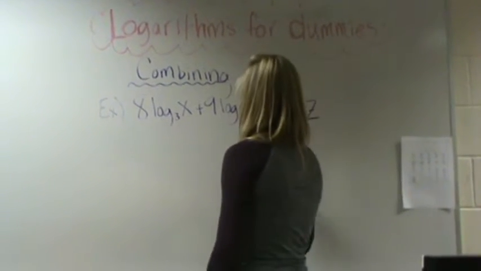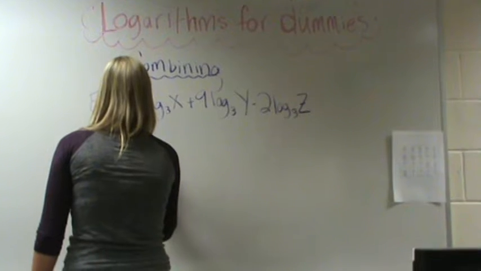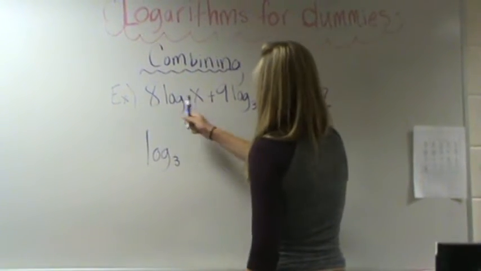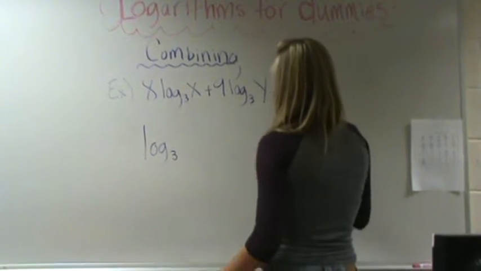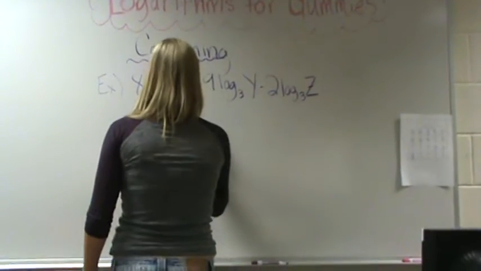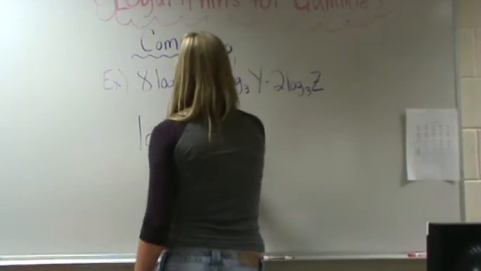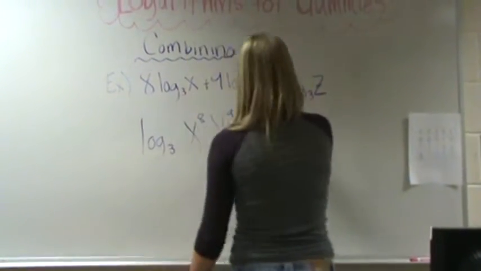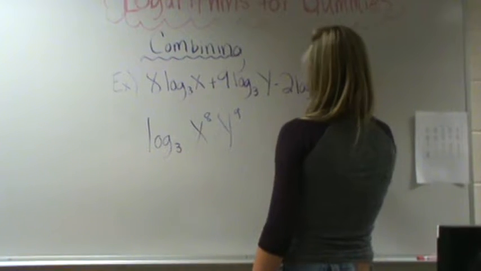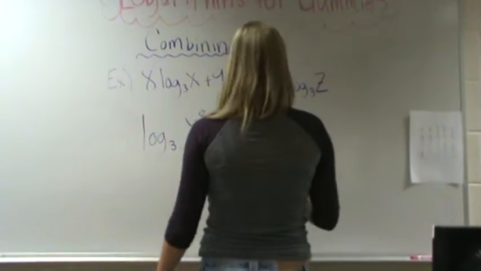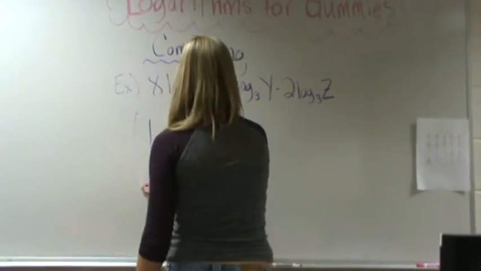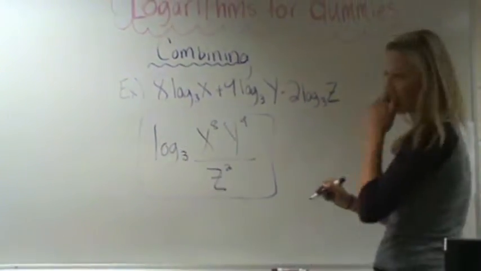So when writing out the answer, you want to start off with your base, log of 3. And then the numbers in front of the logs are the exponents for the variables. So it'll be x to the 8th and y to the 9th, minus 2 log 3 of z, so you'll divide, and it'll be z to the 2. And that is your answer.